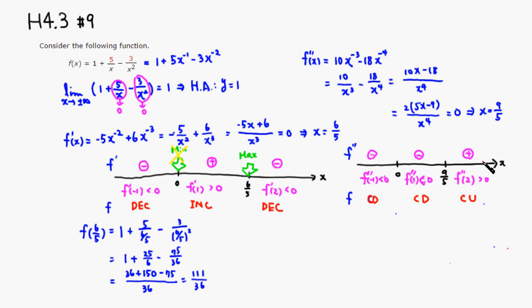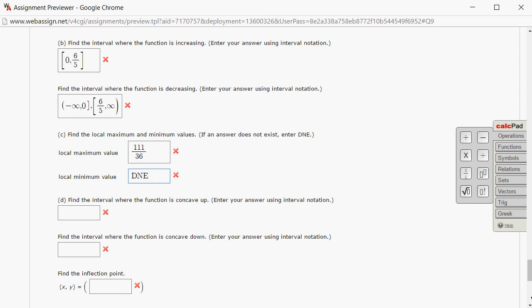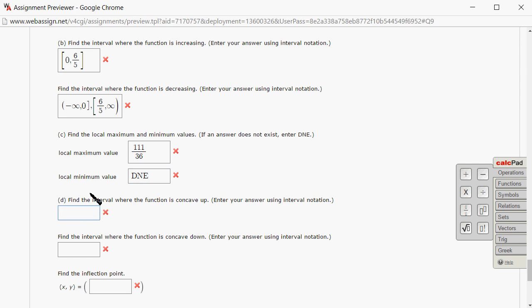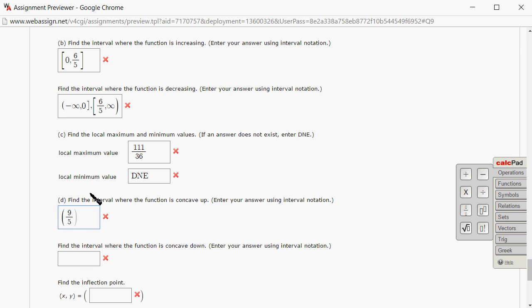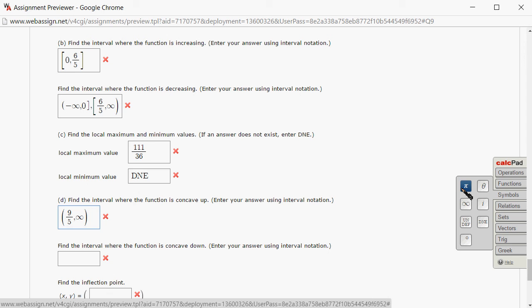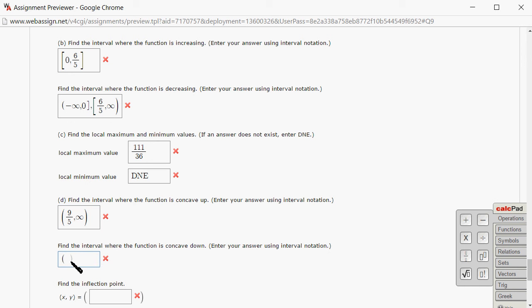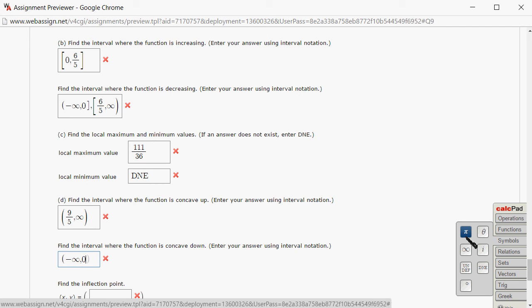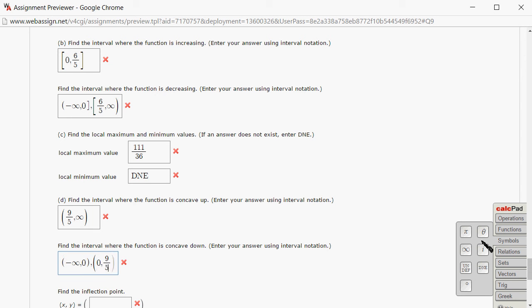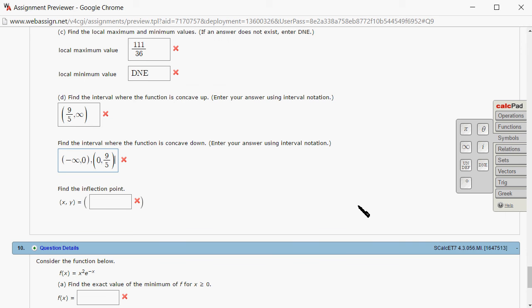Alright, so let's type it in. Concave up is going to be 9/5 and up, so infinity. Then concave down would be from negative infinity to 0, and also 0 to 9/5. Right?